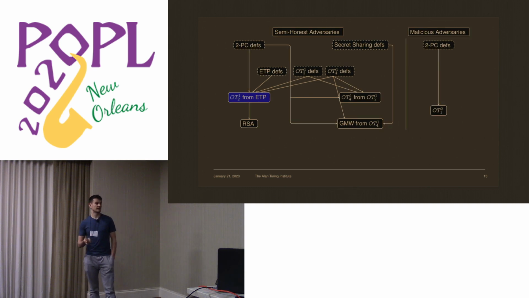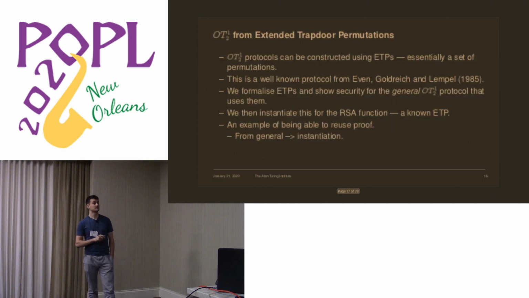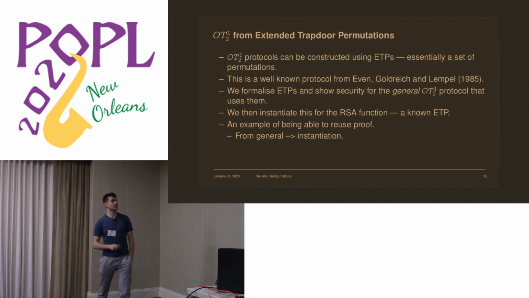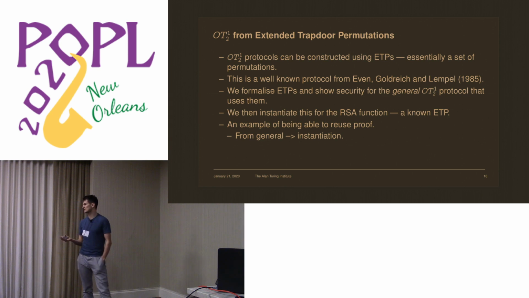Okay, so now we'll move on to actually try and see a protocol that realizes this Oblivious transfer functionality. We just first need to see what an extended trapdoor permutation is, and we can think of these essentially as a set of permutations. The protocol that we look at in this example is quite a well-known protocol by Goldreich in the mid-80s. So we first formalize these ETPs, these extended trapdoor permutations, in a general way, and then we're able to instantiate the proof, using Isabelle and the module structure to do this.